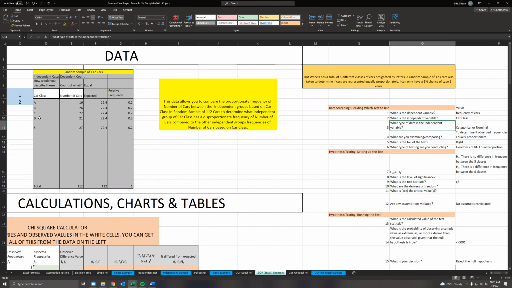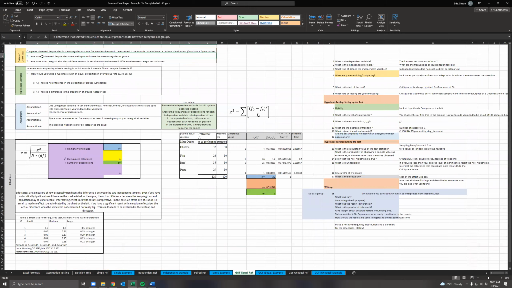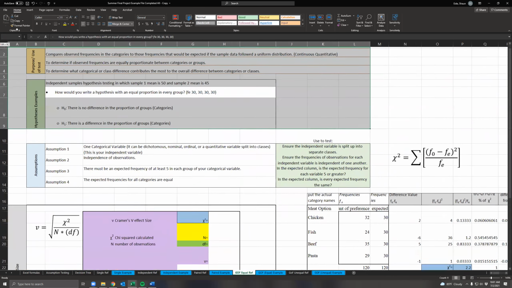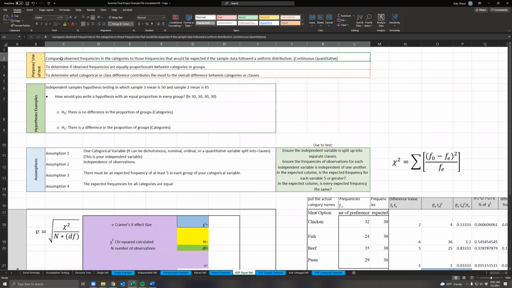What type of data? It's categorical or nominal. There's no particular order to these, they're just categorical. Then what are you examining or comparing? Just come over to here and you can look at the purpose. It compares the observed frequencies in the categories to the frequencies that would be expected if the sample data followed a uniform distribution, to determine if the observed frequencies are equally proportionate between categories or groups, to determine what categorical or class differences contribute to the most overall difference between categories or classes.